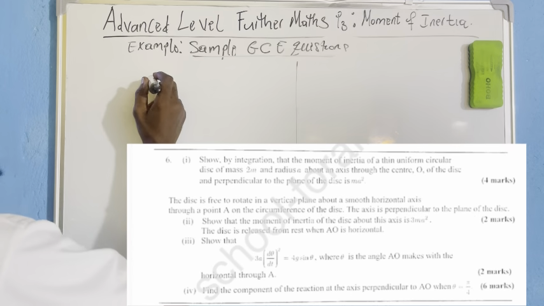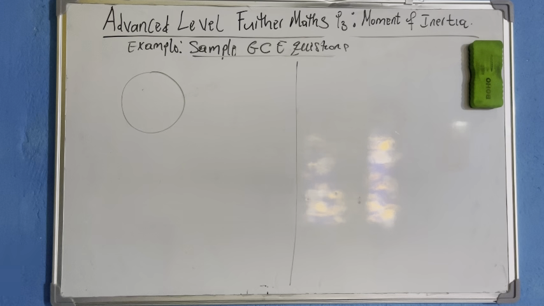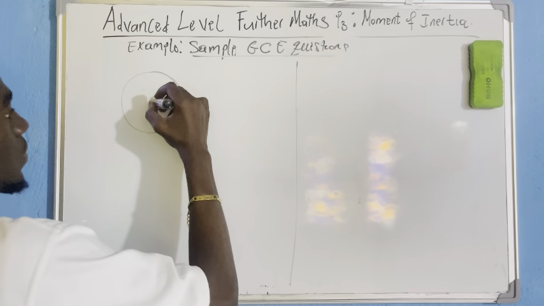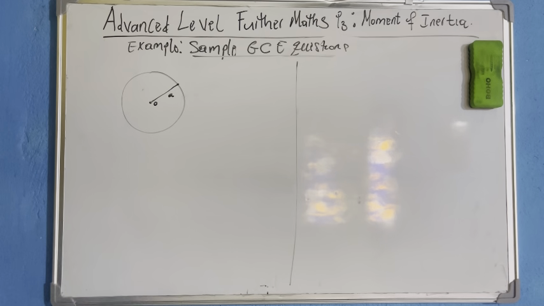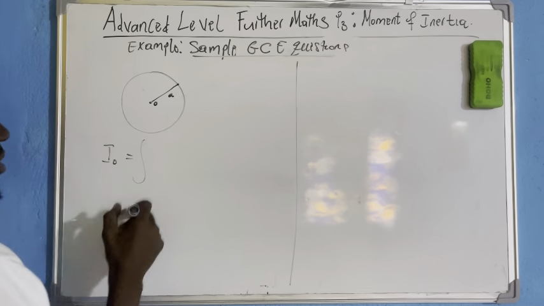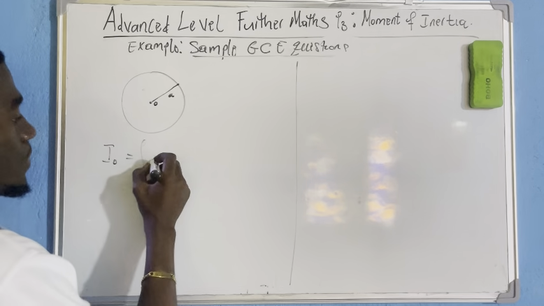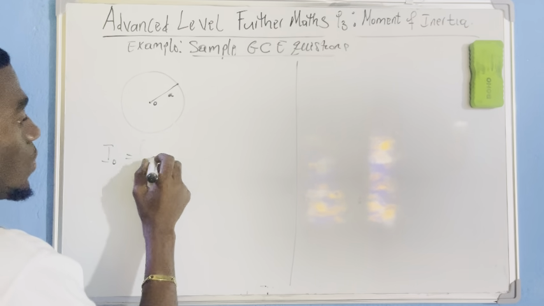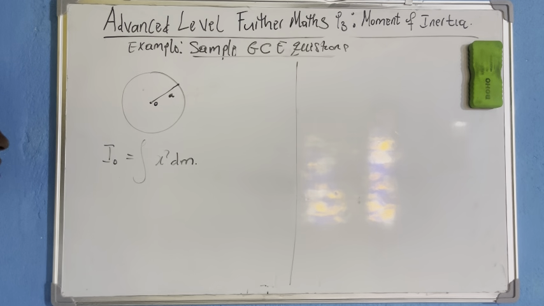It means that I'm having a circular disc like this. We all know this is the center of the disc, and here is the radius of the disc. As I told you, if I want to calculate the moment of inertia about the center of this disc by integration, it is a continuous body, so I should use an integral. I will integrate x squared dm. So this is the formula to integrate a continuous body.